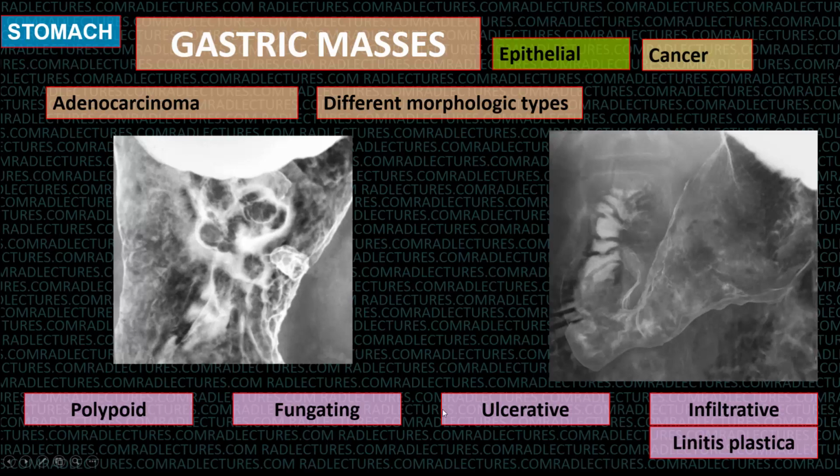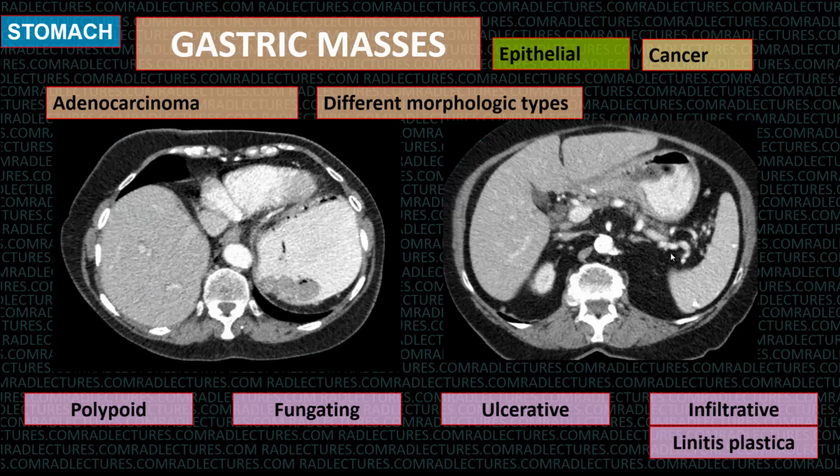Ulcerative we will talk about in ulcers. And this is Linitis plastica, where the tumor is not that much visible. You can see some thickening here, some thickening here. But what it has done is it has infiltrated into the stomach and caused narrowing of that part of the stomach, and that then results in what is called a Linitis plastica, meaning this part of the stomach is like a leather bottle, and it cannot expand or distend, and it leads to gastric outlet obstruction.